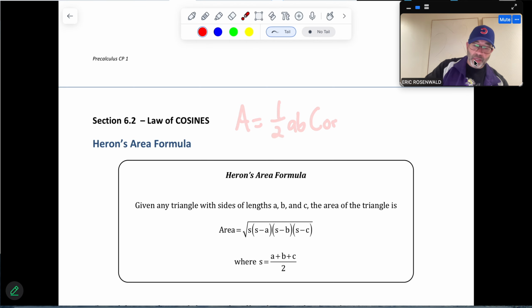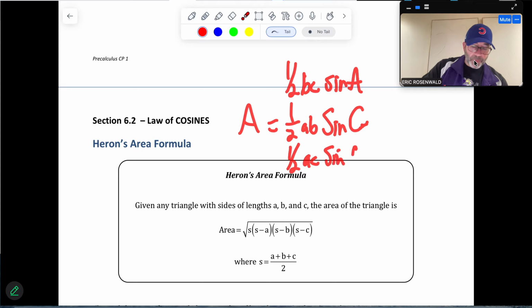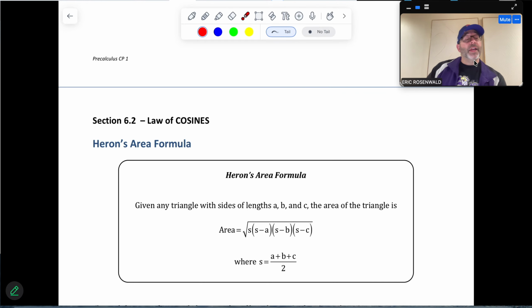I'm sorry, not cosine. Area is equal to 1/2 A times B sine of C. Okay. And then there were 3 different forms that were interchangeable for this. You had 1/2 BC sine A. You had 1/2 AC sine B. So there were 3 different formulas that we can use for this. That was when we had the law of sines taking place, where you had angle, side, angle, angle, angle, side, angle, side, side. Or if we had side, angle, side given, we can use that as well.